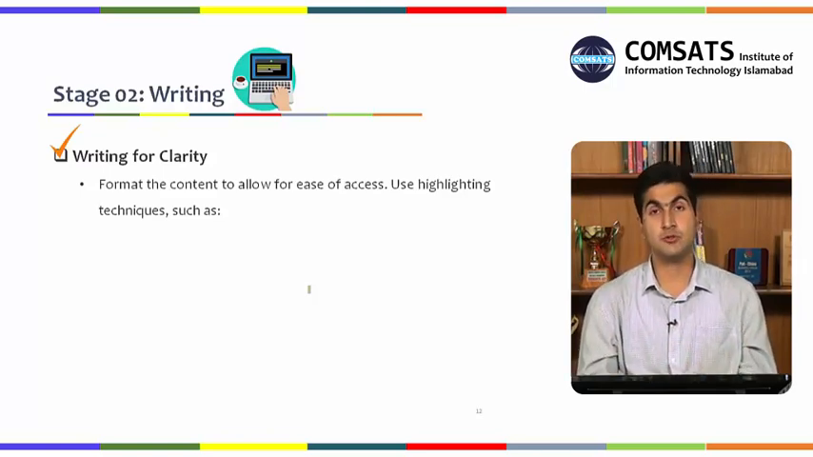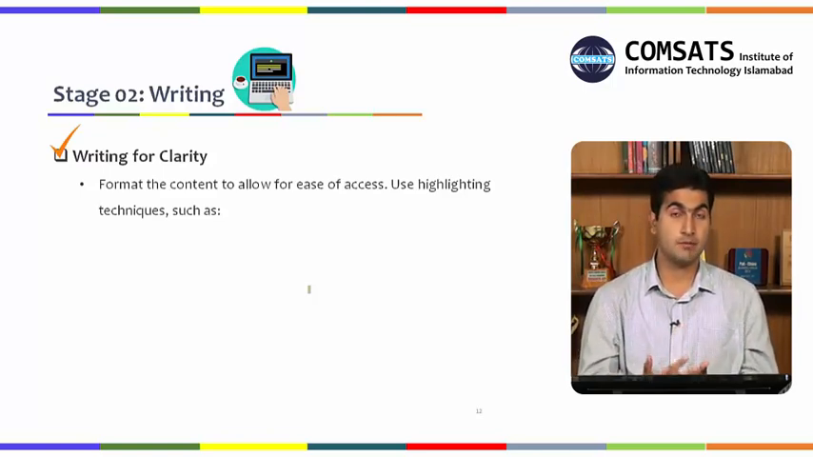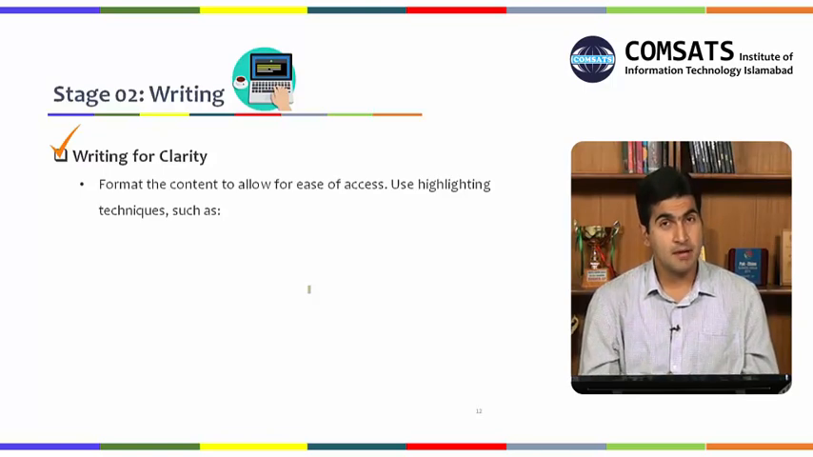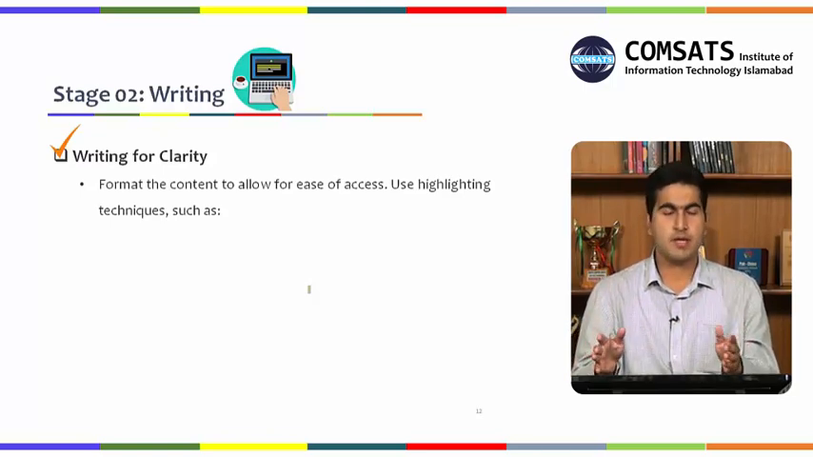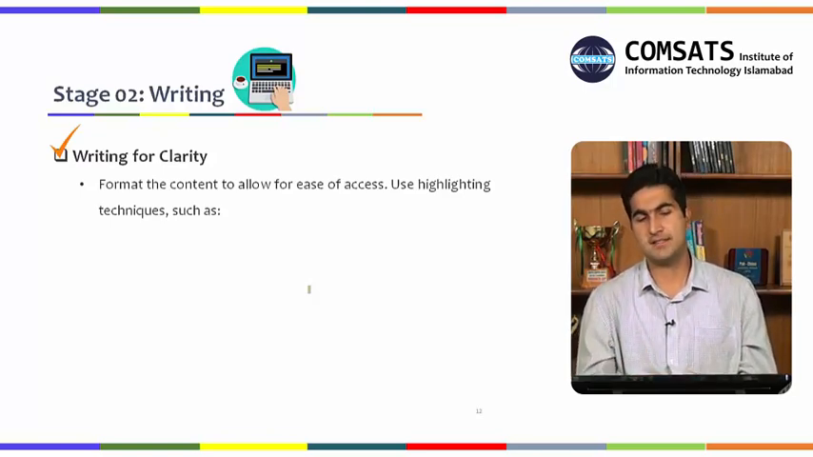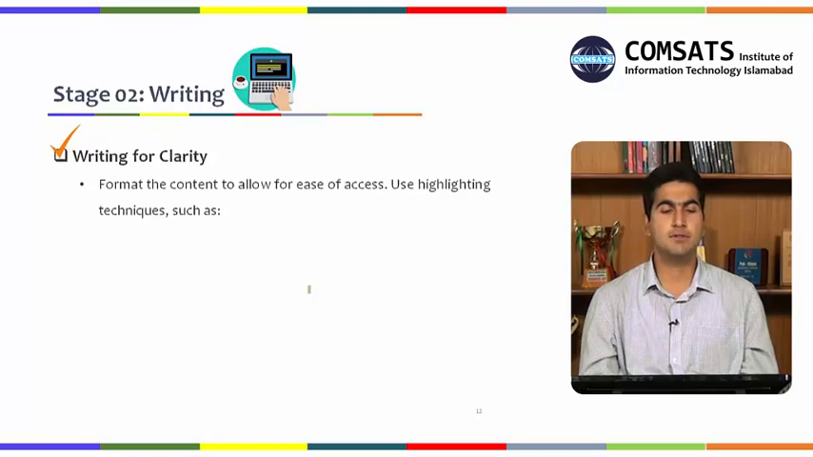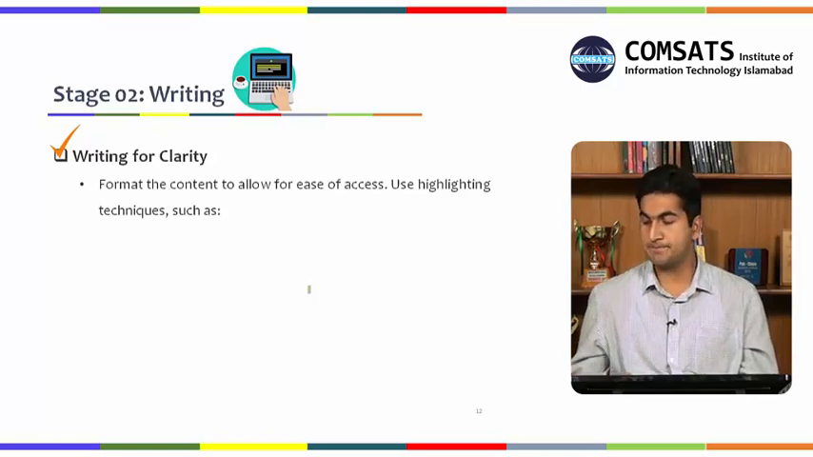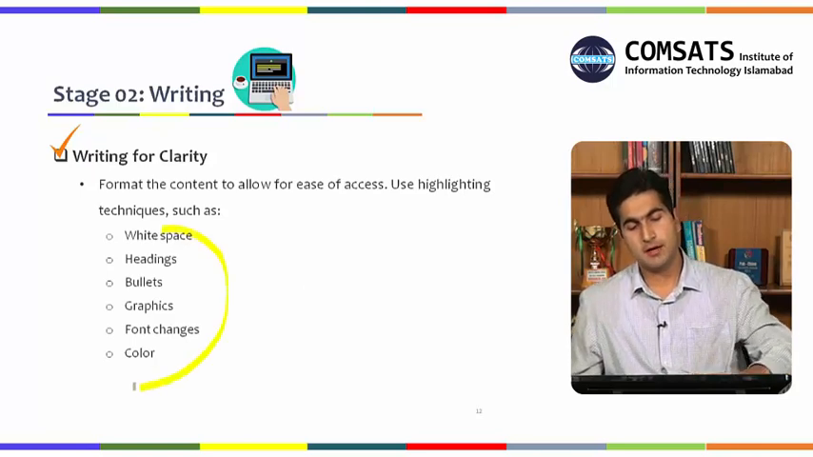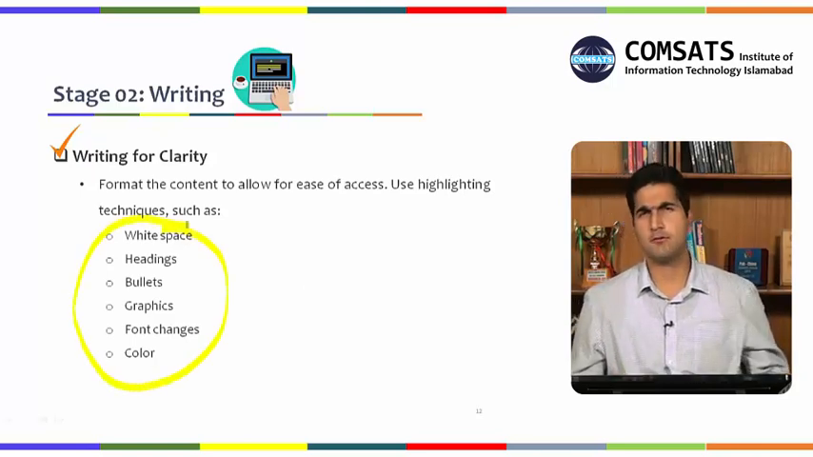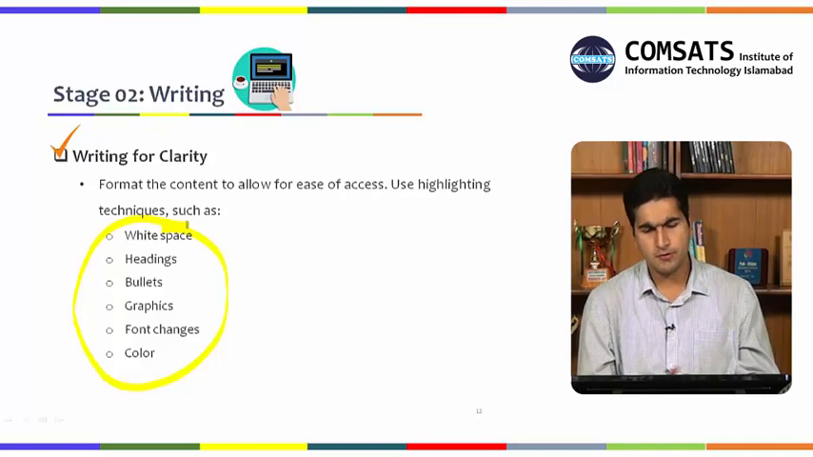Then of course you can use bullets, and you can move towards using headings. You come up with different ways just to make your document more and more accessible. This is what we mean when we talk about writing for clarity. Hopefully we have discussed each and every one of them. I don't think we have missed any of these.